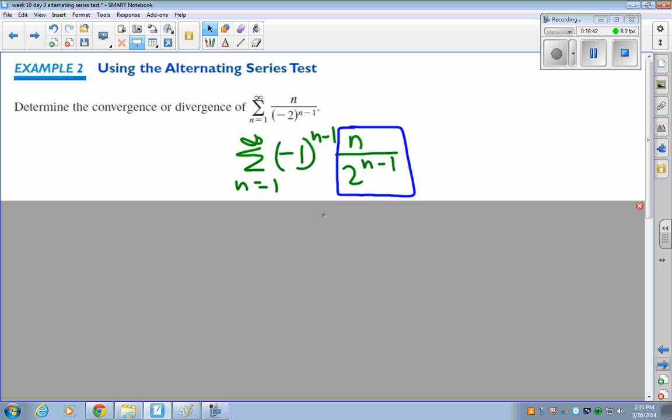Now you can argue with me, shouldn't that -1, where should it technically be? In the bottom. But all that -1 is doing is alternating. It's the only part. So does it matter if it's up top or down low?